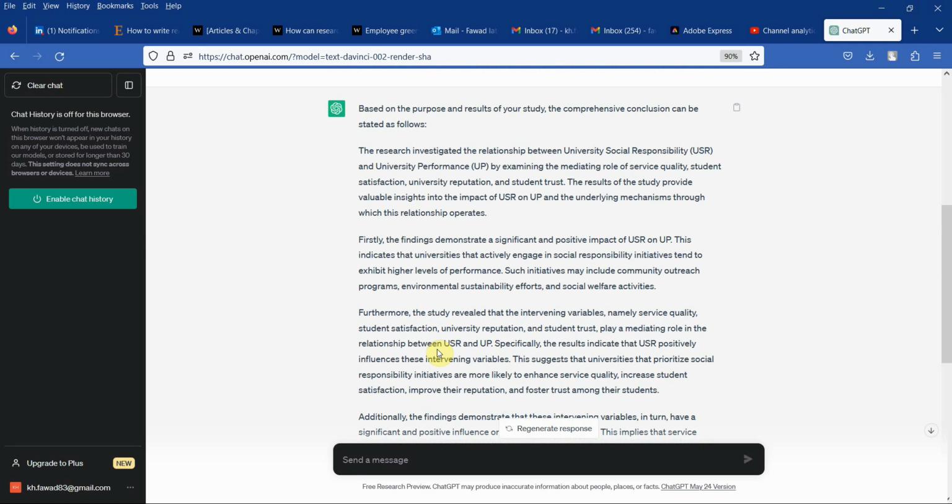I knew that a conclusion is written in light of the research questions or research objectives or the overall aim of research. Then only I was able to provide ChatGPT with the right prompt. You won't be able to do it if you do not read research papers.